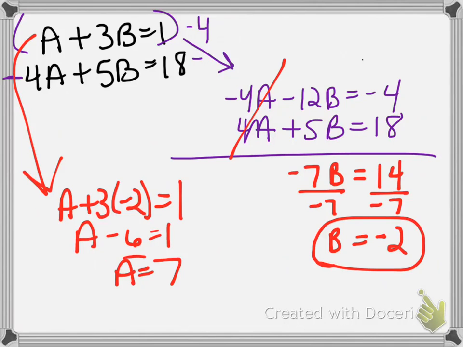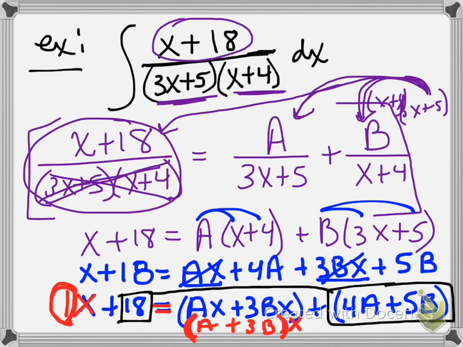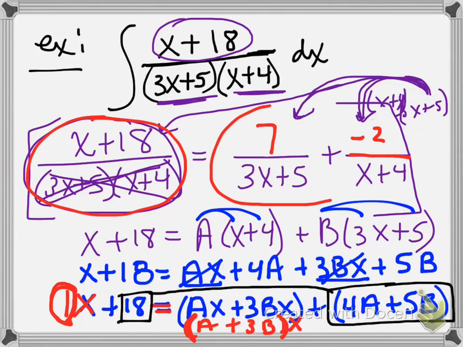So now I'm going to go back where I split my fractions. I'm going to go back to that spot, and I'm going to put 7 for a and negative 2 for b. So 7 is going to go where my a was, and negative 2 is going to go where my b was. So what we did is now we have taken this equation and we've changed it to be this equation. And this is going to be much simpler to integrate, because we're going to integrate 7 over 3x plus 5 minus 2 over x plus 4. So let's find some space to write this out.